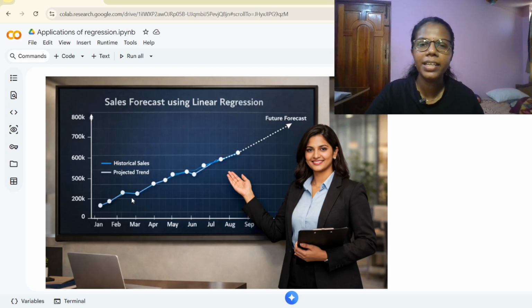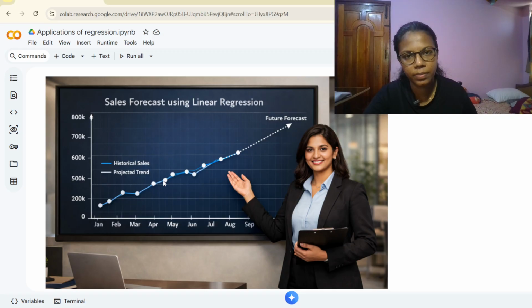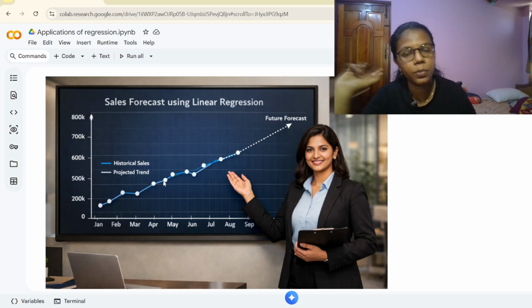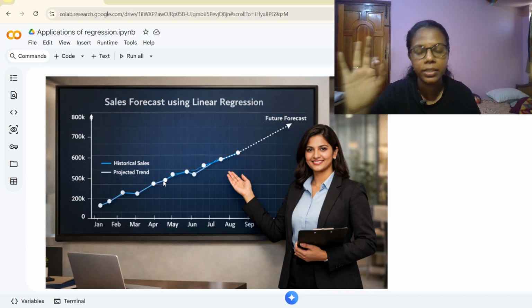So now, how is linear regression being used here? Do you know what linear regression is first of all? In the previous video, we saw that clearly. If you missed that video, make sure you pause this video, go back and watch that video, then come back. Then you could clearly understand what I'm saying here.